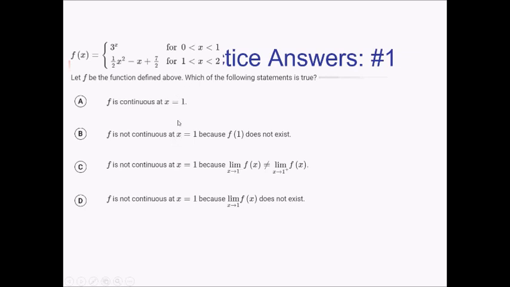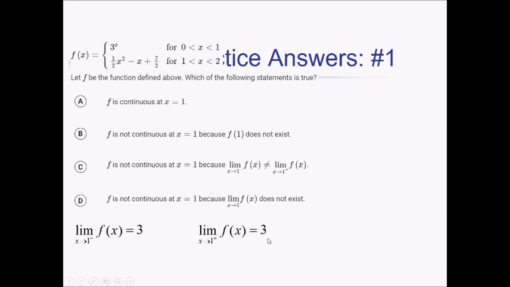So the left side limit as x approaches 1, that's going to be using this first rule with x less than 1. So 3 to the 1 is going to be 3. Next, for the right side limit at 1, we're using this bottom rule because this is the x greater than 1 rule. So plugging 1 into all of these, we have, let's see, 1/2 times 1 squared is just 1/2. Minus 1 is negative 1/2. Negative half plus 7/2 is 6/2. That reduces to 3, when all is said and done.